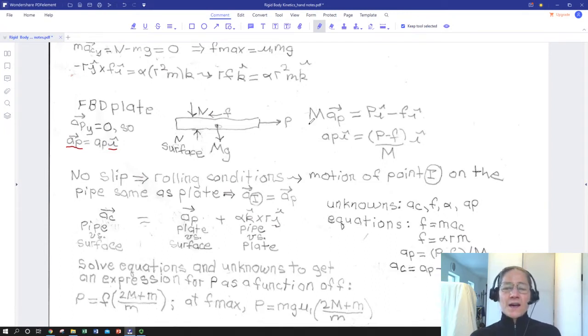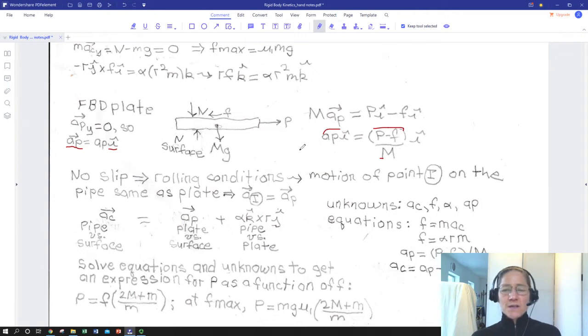We can equate acceleration of the plate in the i hat direction with its mass. Remember, this isn't a moment, this is just big M for mass. So the mass of the plate times the acceleration of the plate is equal to the sum of the forces acting on the plate, which is P in the positive i hat and F in the negative i hat. So now we have an expression for acceleration of the plate in terms of forces and its mass.